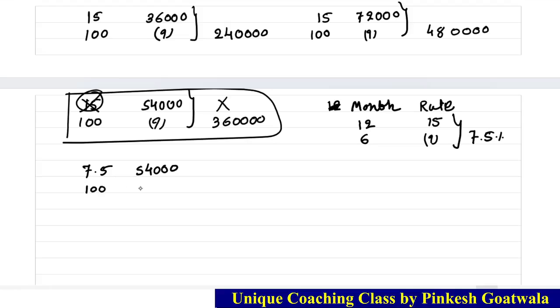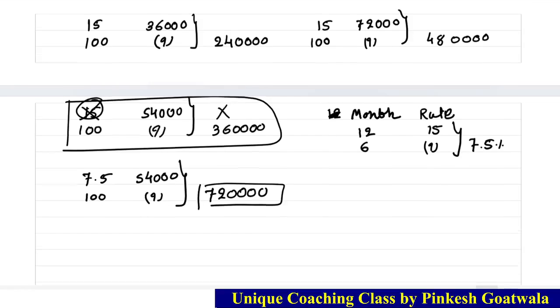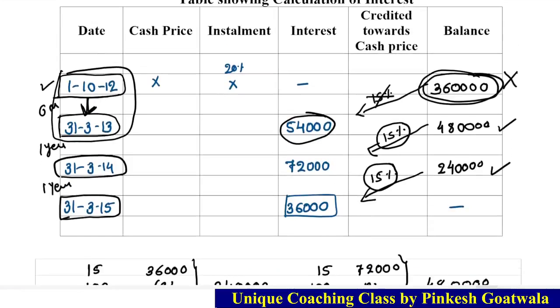So what will be in case of 100? So 54 into 100 divided by 7.5. So here you will get 7,20,000. So it will be the balance. So here the minor twist point comes, that is the date. So not 3,60,000 comes, here 7,20,000 comes. So it is the important point.